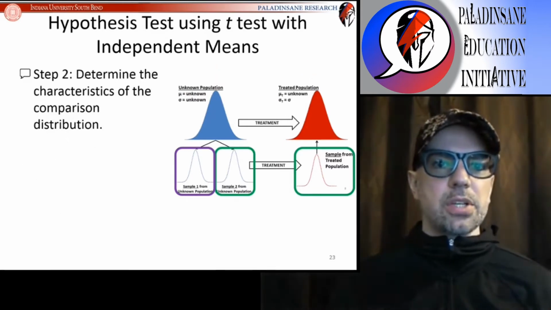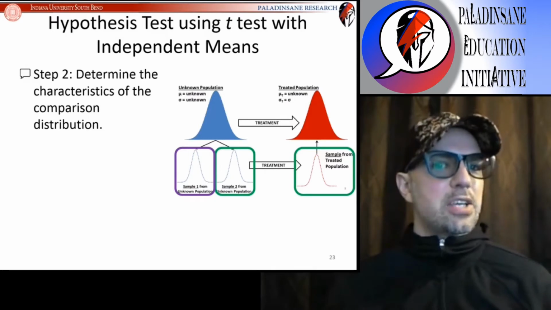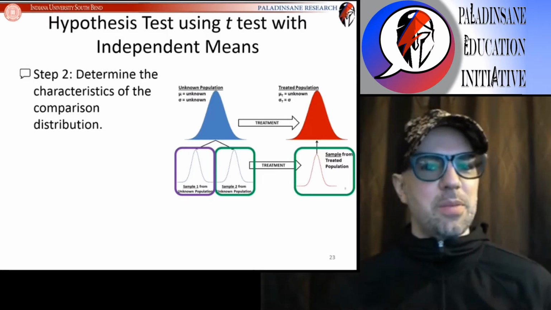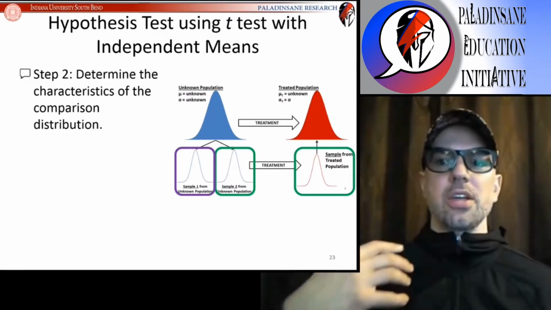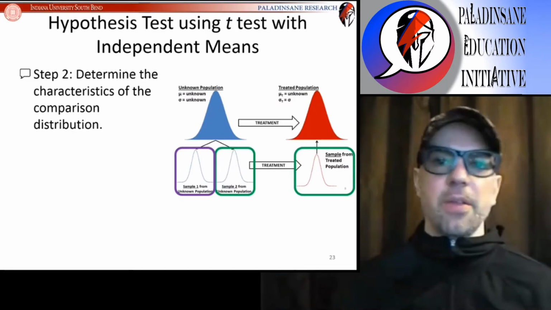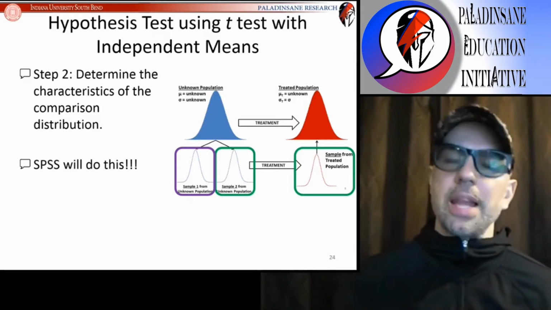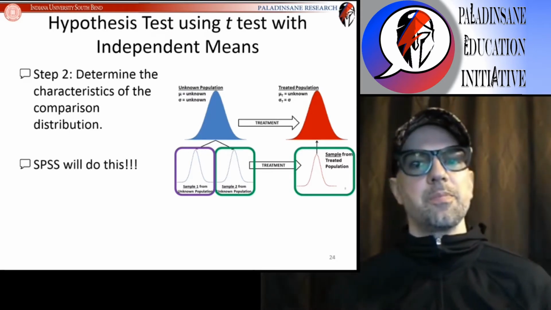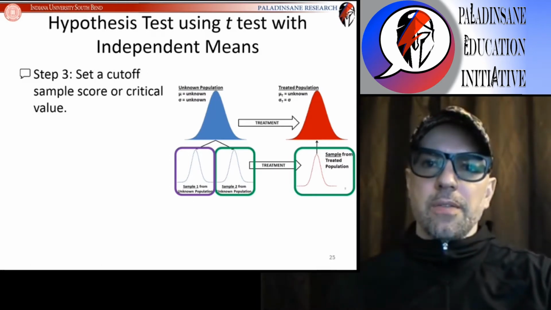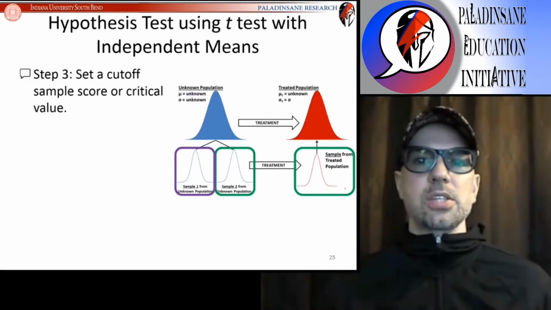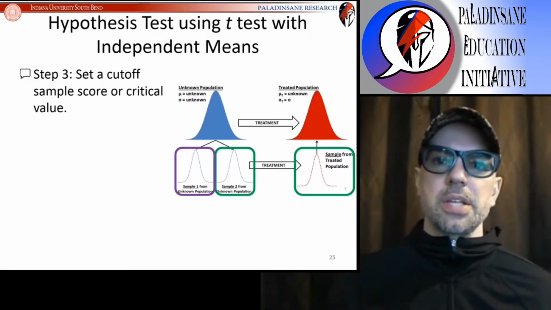All right, step number 2, determine the characteristics of the comparison distribution. This one actually gets rather complicated because there's now 2 samples, 2 estimated standard errors, 2 of everything, double the work. Thankfully, not a problem for a computer, and SPSS will do this for you. Step number 3, set a cutoff sample score or critical value. This would require us to go to the table. Once again, for your homework, you'll probably still need to go to the table.